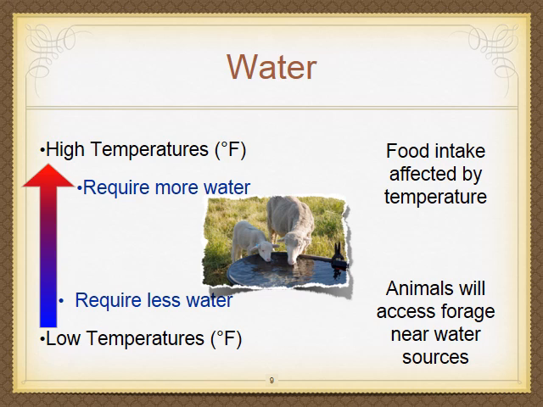And one of the strategies to distribute livestock among landscapes is to move water sources, because animals are going to stay near that water. So if it's possible to move a water source, then animals will access parts of the landscape where they weren't grazing beforehand.